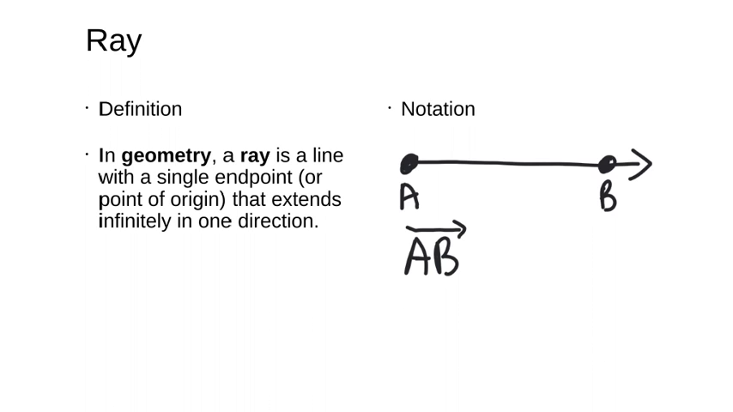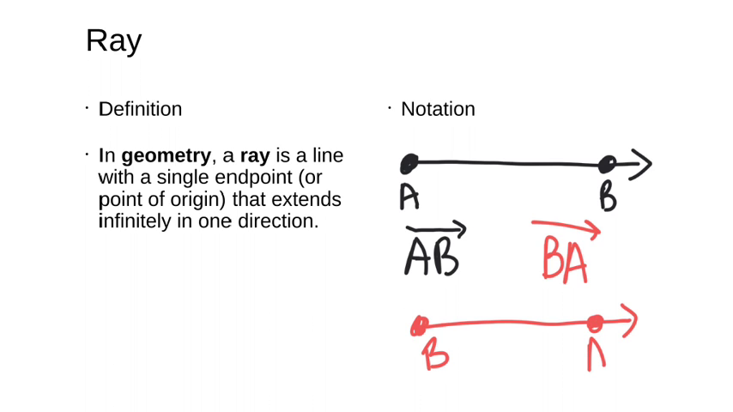If I was to name ray BA, that is not this black ray. Ray BA would look like this, B being the origin and A being another point. Okay, if you get these backwards, you're incorrect. You have to put the origin or the endpoint first in the name, and you have to use one arrow, okay, not two. Two arrows would be a line, no arrows would be a segment, one arrow is a ray. It's very important that you use the correct notation when naming.